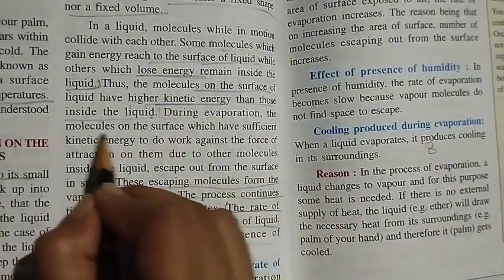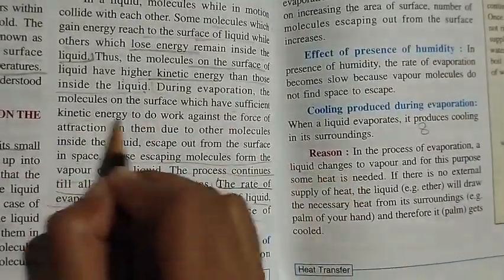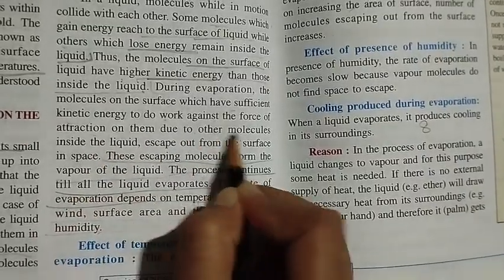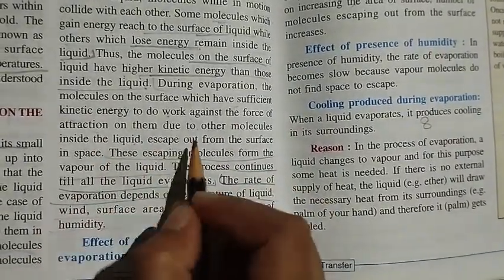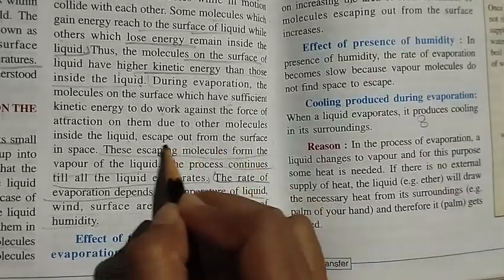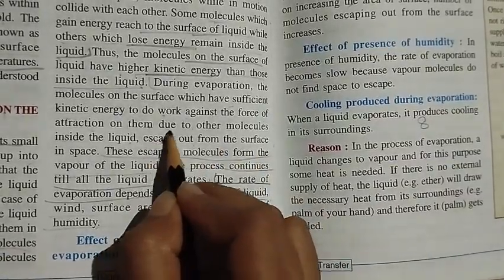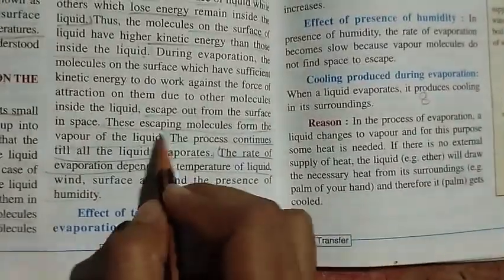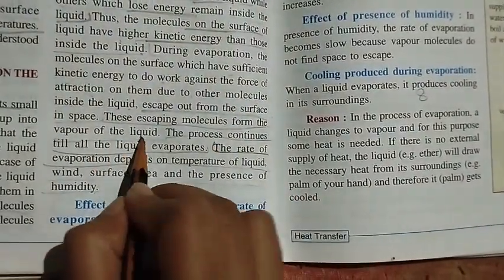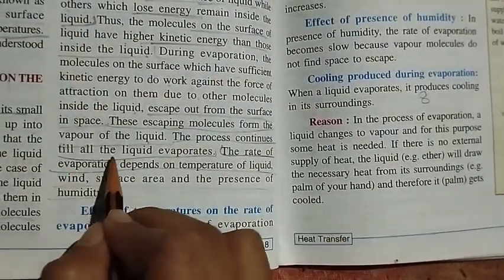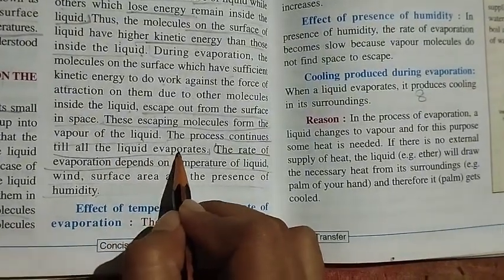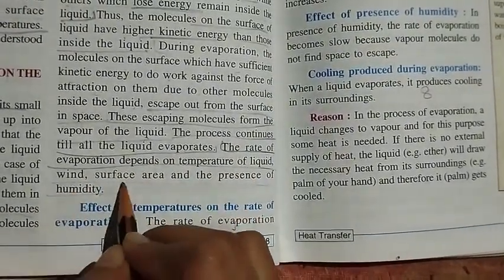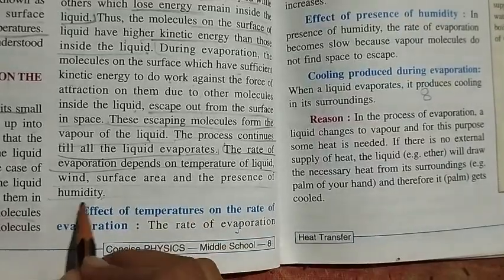During evaporation, the molecules on the surface which have sufficient kinetic energy to do work against the force of attraction on them due to other molecules inside the liquid escape from the surface into space. These escaping molecules form the vapor of the liquid, and the process continues till all the liquid evaporates. The rate of evaporation depends on the temperature of the liquid, wind, surface area, and the presence of humidity.